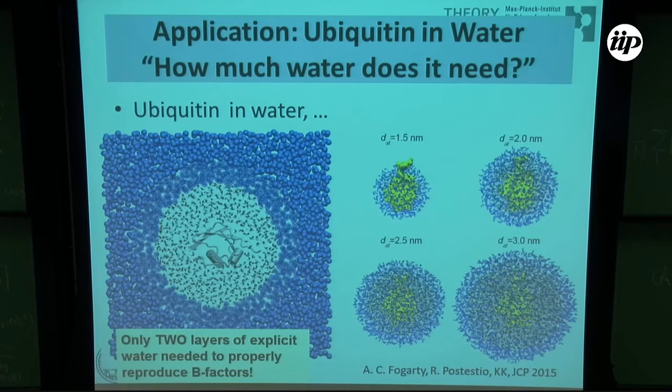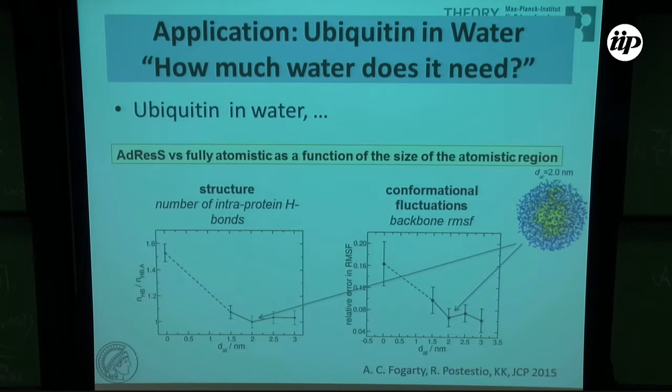At the very end, I would like to go to a recent development where we link rather different scales to each other. Namely, we look at a small biopolymer in water, and the first thing we looked at is how many water layers do you need in order to have a proper structure here and the proper fluctuations at the surface. And the result, I want to make it very short, is you essentially need two water layers. And that's all you need to have a local structure of a protein properly reproduced. You do not need more.